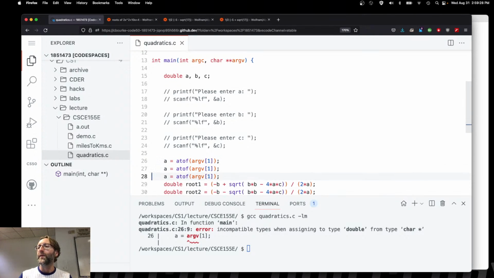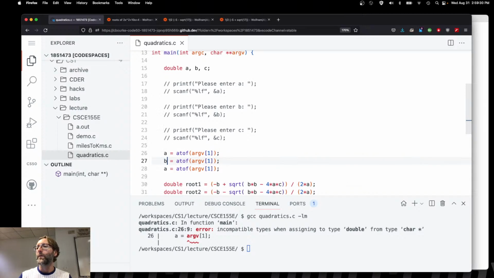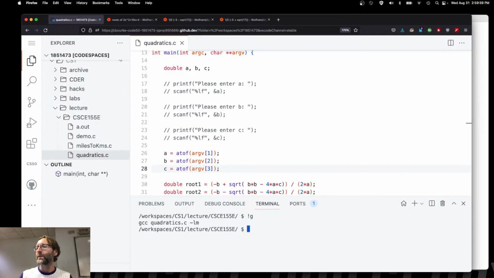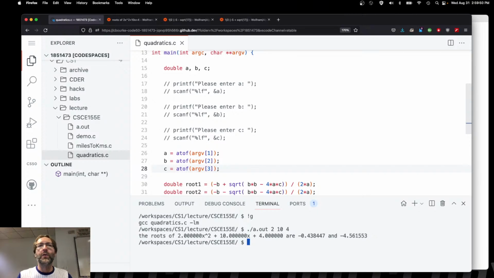Yeah, go ahead. Could you use the double modifier instead of atof on that? No, I mean, you could. Let me show you what happens then. Let's go ahead and make sure that this works before we break it again. Right? Run that. Now I'll go ahead and go with a.out. One of them worked. What was it? 2, 10, 4. There we go. We should expect the same answers as before, and those look familiar.